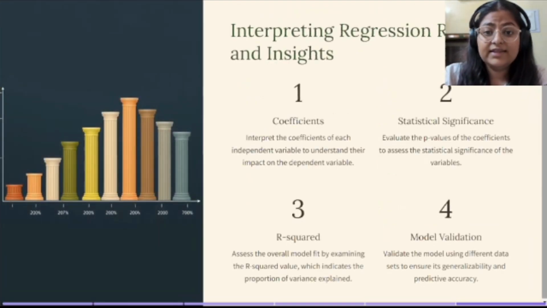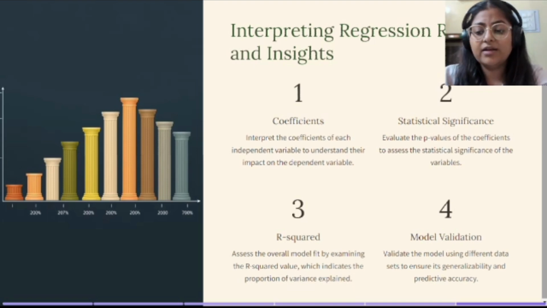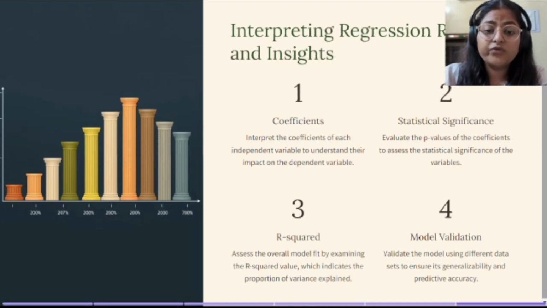Now, let's see interpreting regression results and insights. First is coefficients. Second is statistical significance. Third is R squared, and fourth is model validation. Coefficients: interpret the coefficient of each independent variable to understand their impact on the dependent variable.